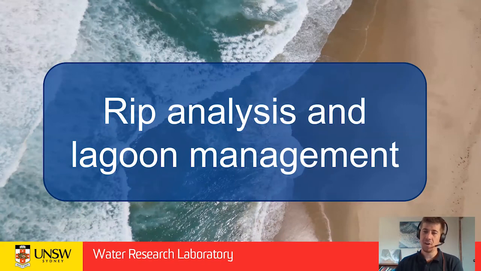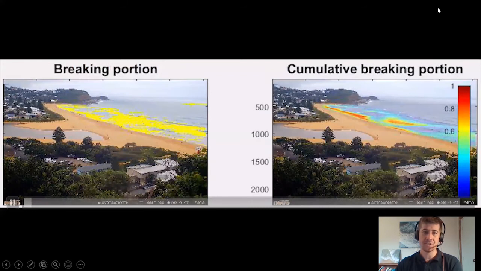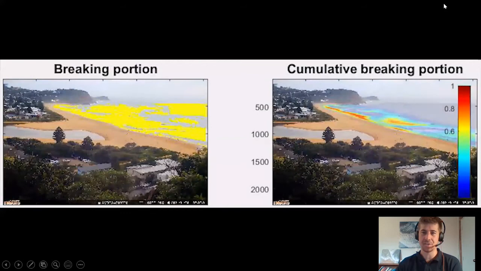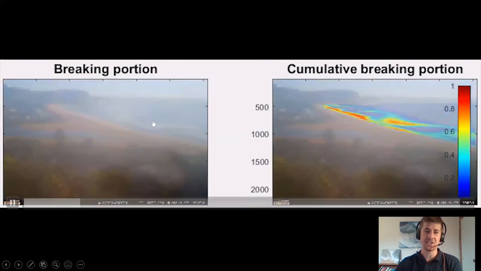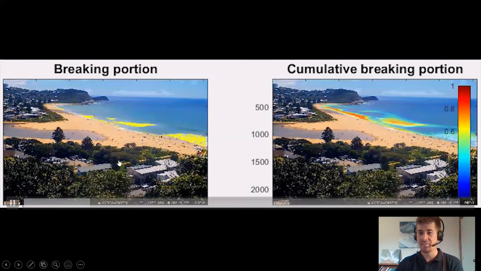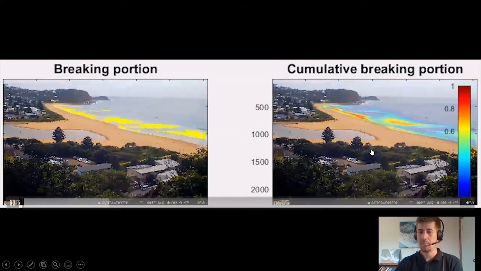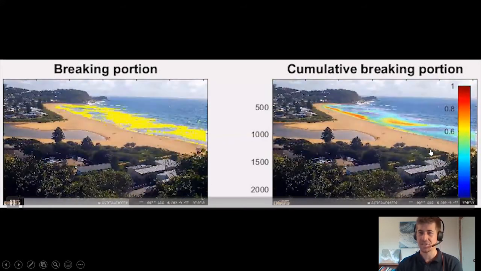So just as a final application of the smart camera system, I'll touch on the use of the cameras for rip analysis and coastal lagoon management. Here's an example of some detections of wave breaking. This is using an algorithm developed by a New Zealand researcher by the name of Tom Shand, and it essentially looks for wave breaking pixels. You can see it's detecting the waves on the left, but what it's doing is building an intensity of wave breaking on the right-hand side.